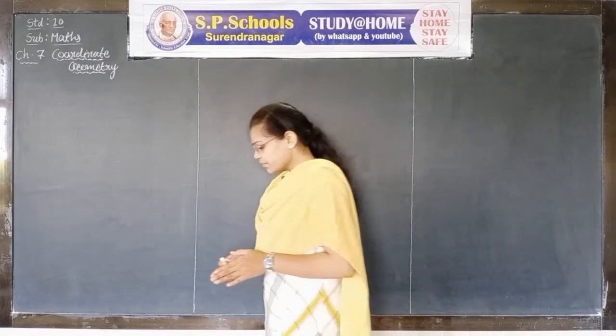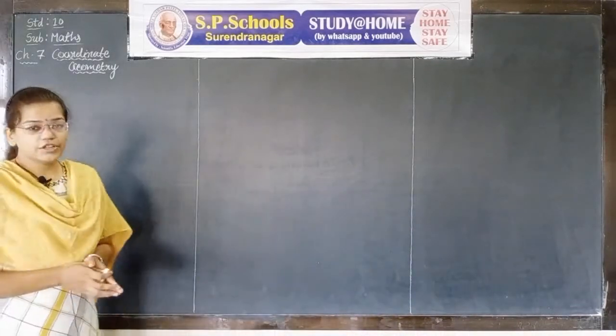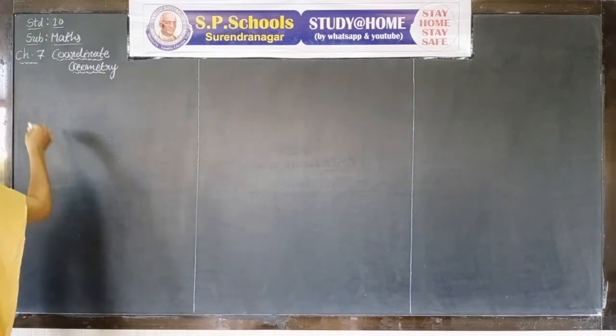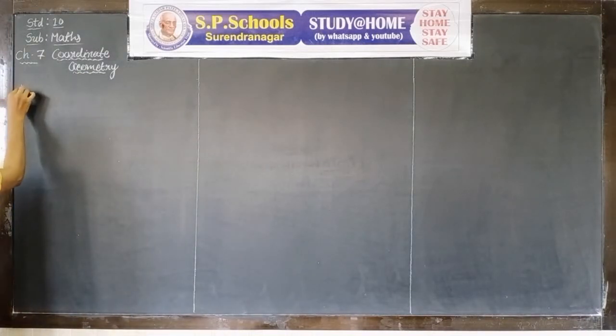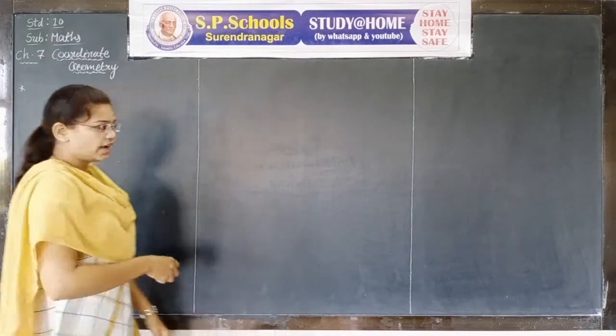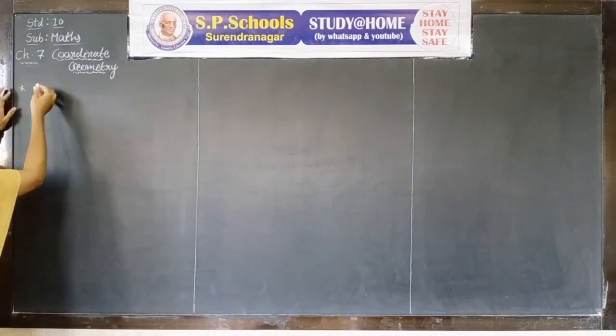First of all, coordinate geometry depends on geometry. We know the coordinates of a point lying on the x-axis and the coordinates of a point lying on the y-axis. Started from there.